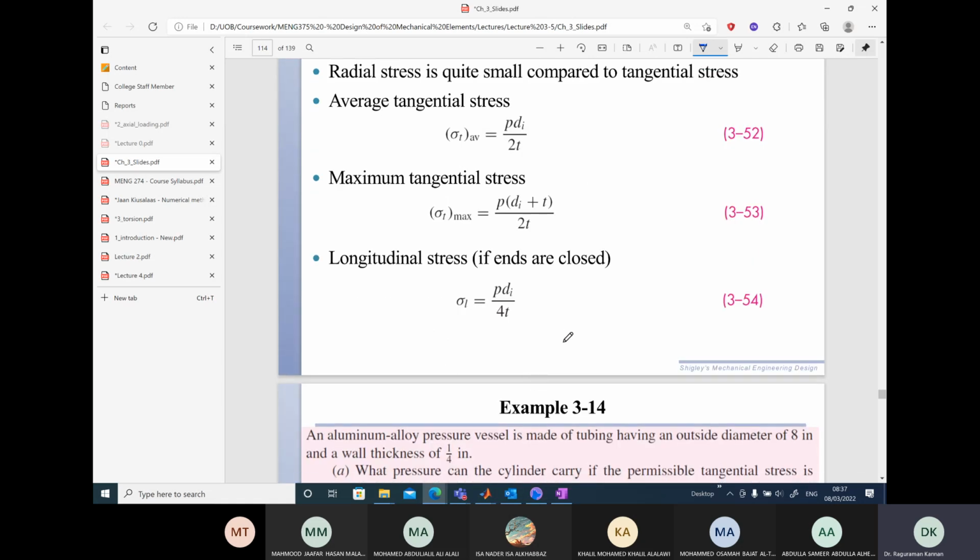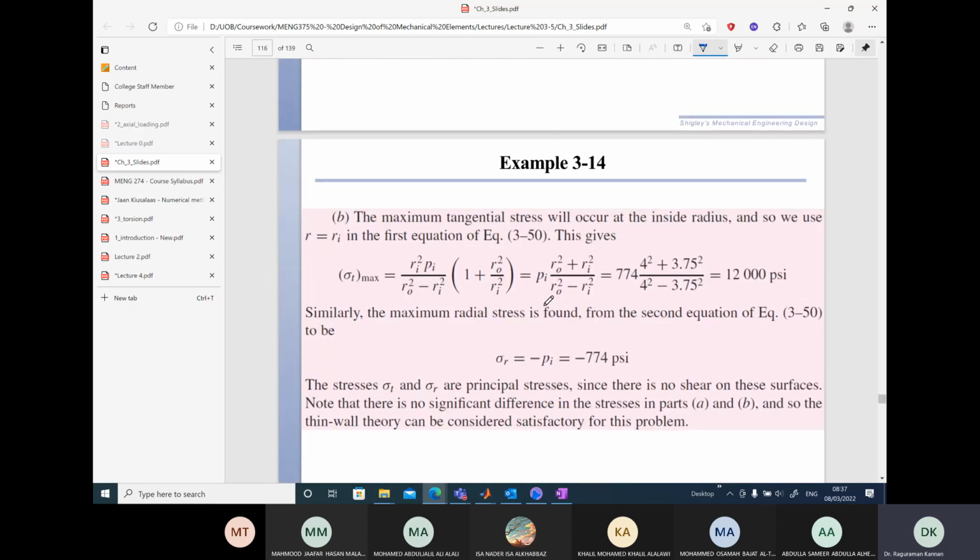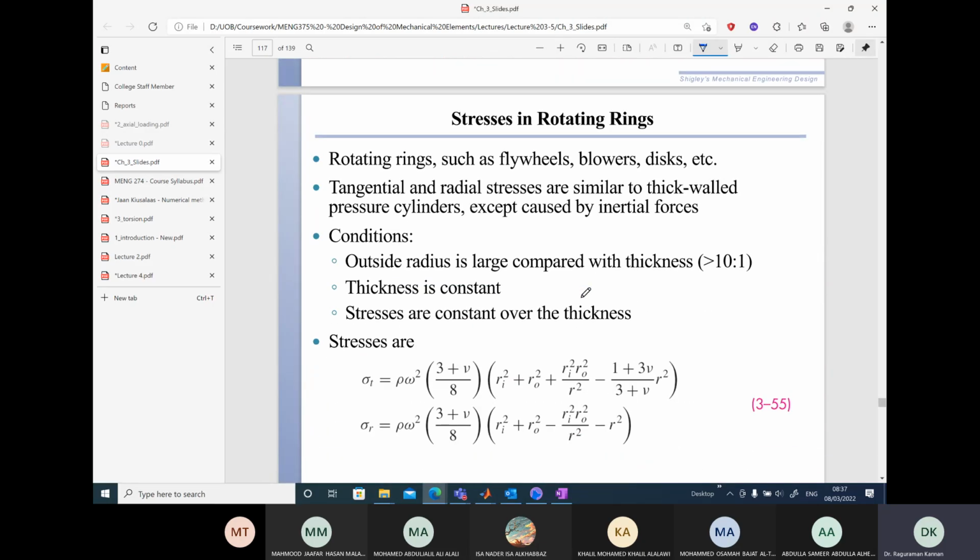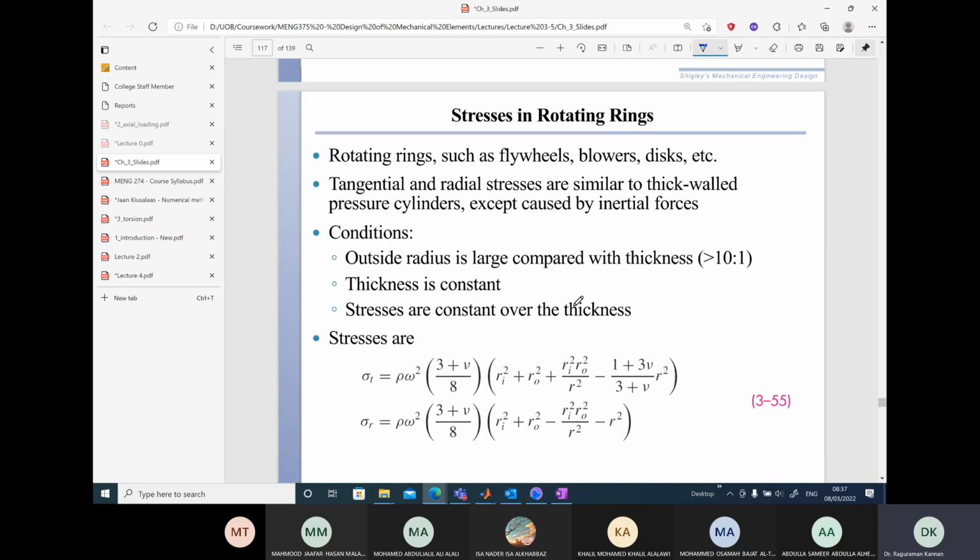Let's see here. So these are the formulas for longitudinal stress. You can go through the example, simple substitution here. So I'm not going to solve those problems.